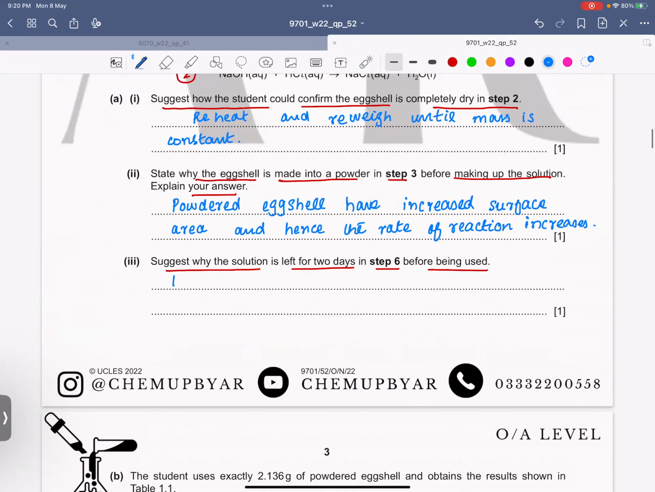So it is to make sure that the reaction is complete. Is this clear to everyone?